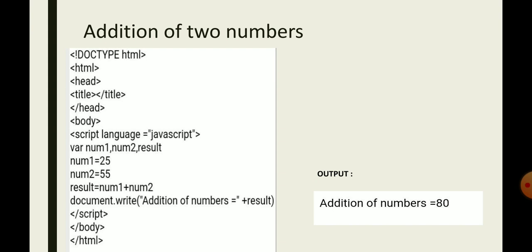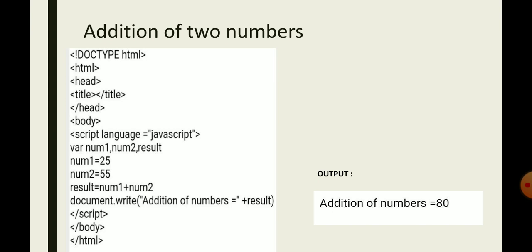addition. Here in this program, we are going to use script tag within the body tag. If you want to use it in head tag, you can use it, no problem. Now in this program, num1, num2 and result are the three variables. Num1 holds 25 value, num2 variable holds 55 value. Here this equal is the assignment operator which assigns right hand side value to the left side variable, and result variable is used to store the result of addition.